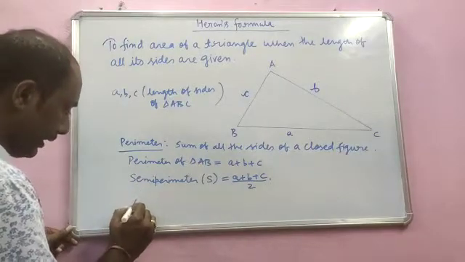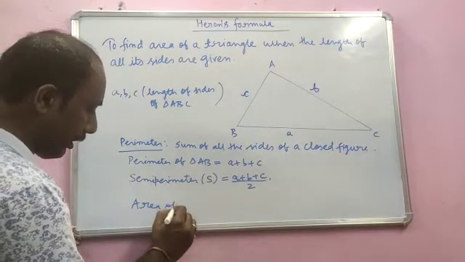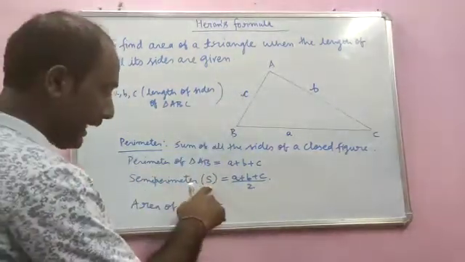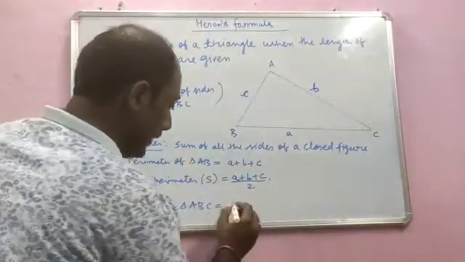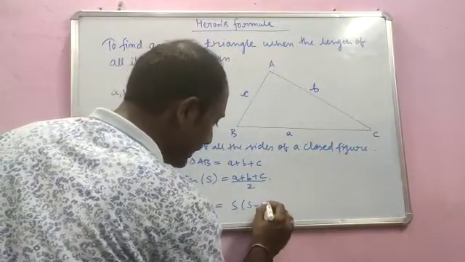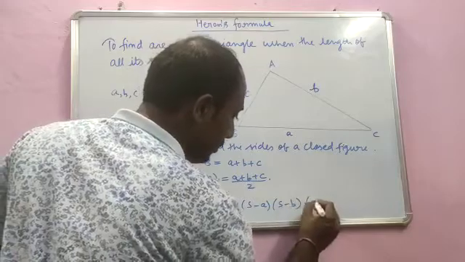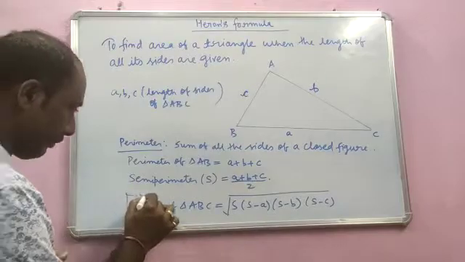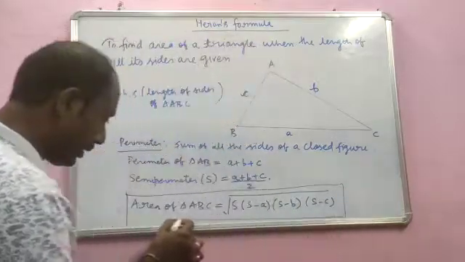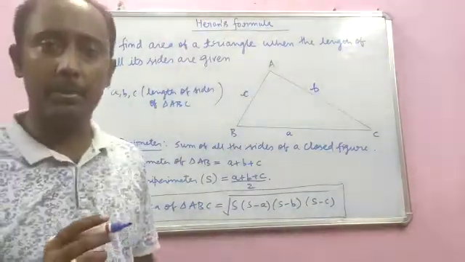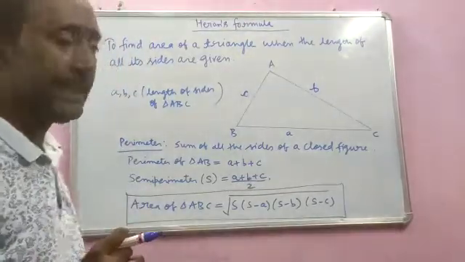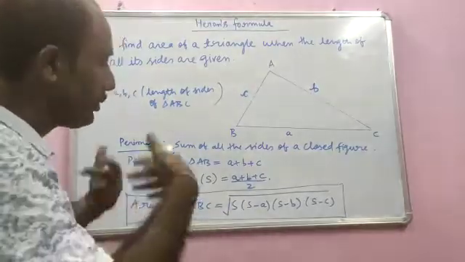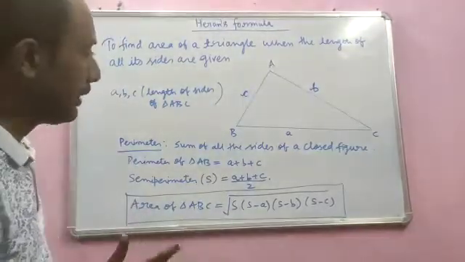Then comes the formula. The formula says that area of triangle ABC, where S stands for semi-perimeter, is given by square root of S into S minus a into S minus b into S minus c. This formula which I have written at the bottom is called Heron's formula, a very important formula based on which you have exercise questions, and I'll go through one or two questions to make you understand how we use Heron's formula to solve any particular question.